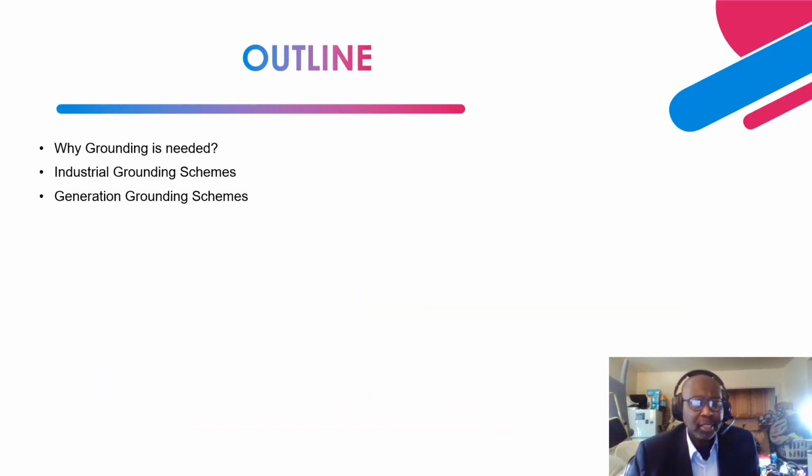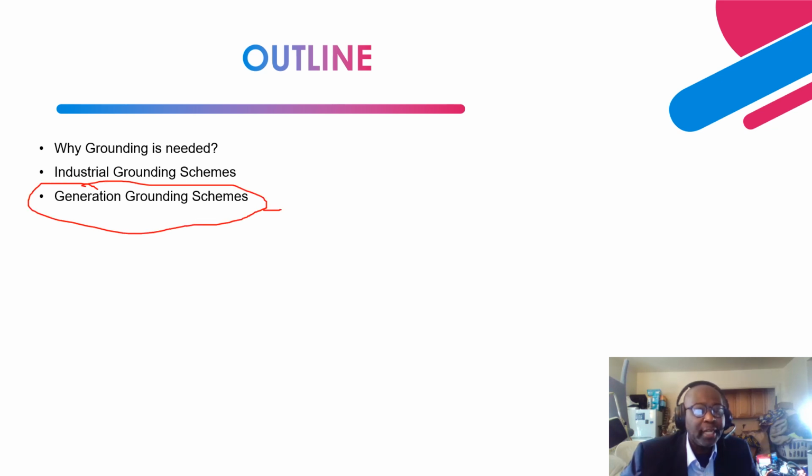Now, let's talk about the outline of my presentation. The first item is why grounding is needed in a power system network. And we'll talk about the different grounding schemes in an industrial facility setup and also a generation facility setup. Generation can be a utility company.